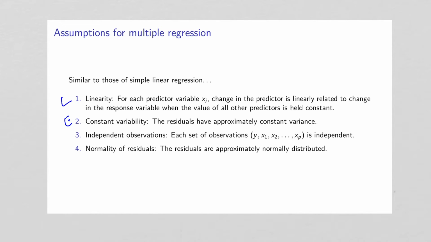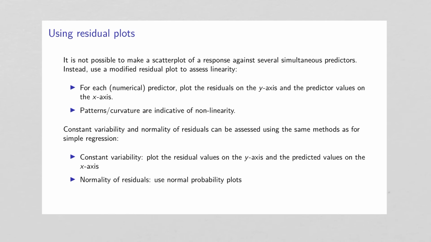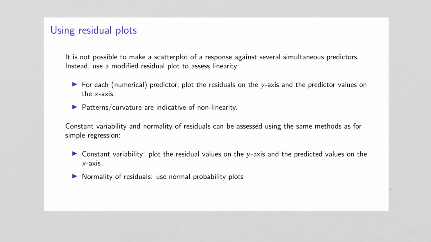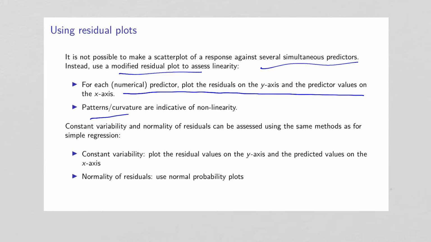L, I, N, E. Residual plots, just like last time. We talked about this. We talked about how we need to make sure that the residuals are equally distributed. However, it's not possible to make a scatter plot of a response against several simultaneous predictors. So for each numerical predictor, we used a modified residual plot: plot the residuals on the y-axis and the predictor on the x-axis. Patterns, curvature indicative of nonlinearity, constant variability, and normality of residuals can be assessed using the same methods as simple regression.